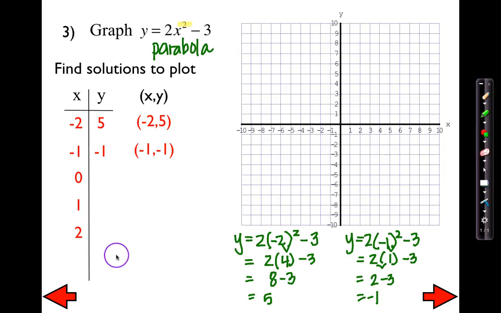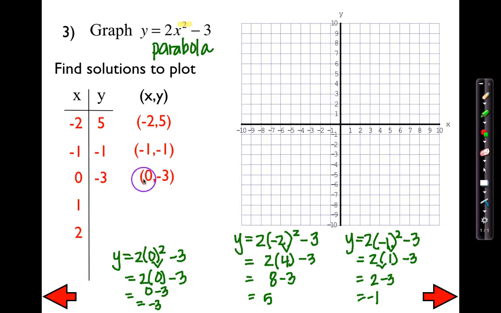Then I'm going to go ahead and plug in 0. So y equals 2 times 0 squared minus 3. Again, you have to do exponents first, which is 0. Then you'll multiply and then subtract last. So here, 2 times 0 is 0. 0 minus 3 is -3. So your ordered pair is 0, -3.